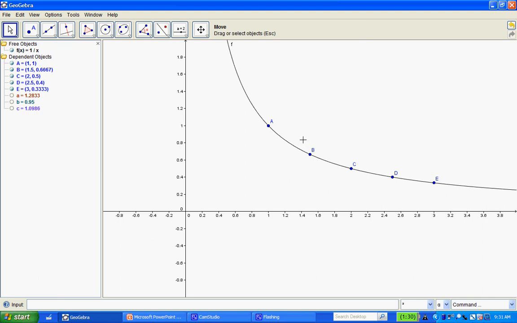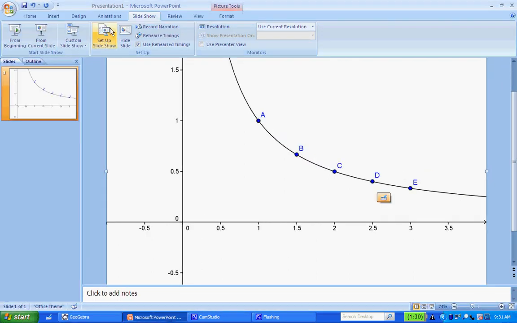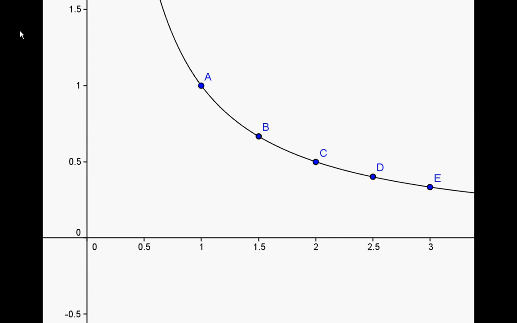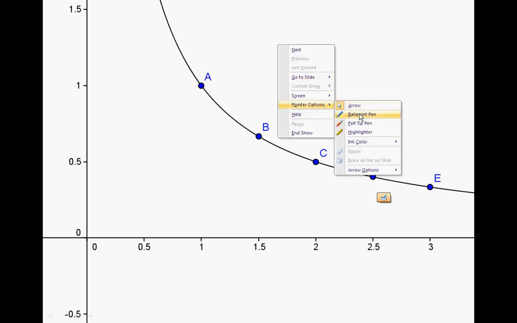Okay, so I broke out GeoGebra, and we got it going on here, and then I put it in a PowerPoint so that I could draw on it. So let me get that set up. Okay, so this is what's going on here. So what we want to do is we want to take our function. Let me turn on the pen.